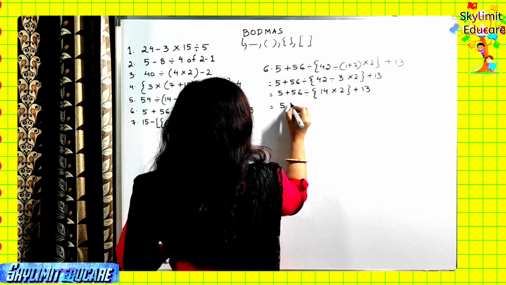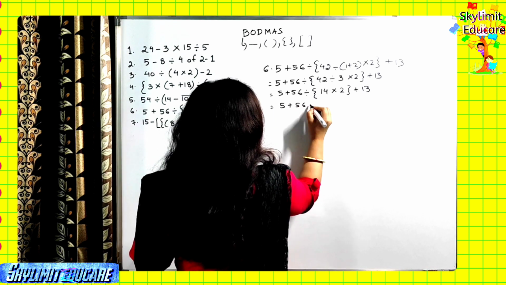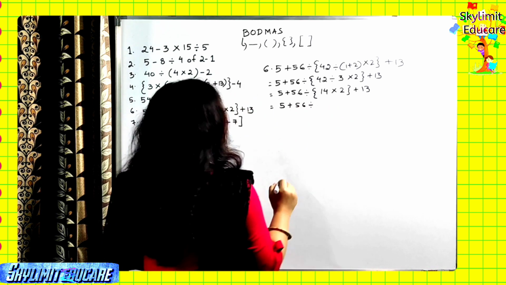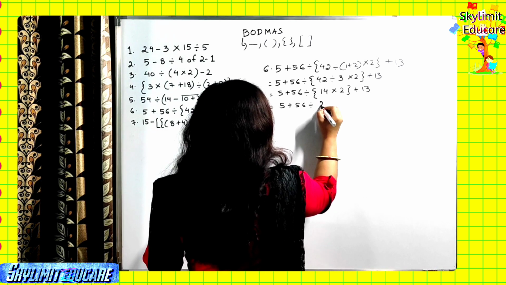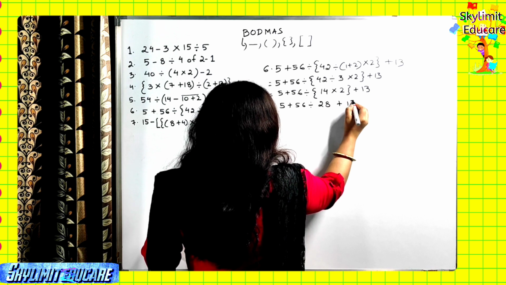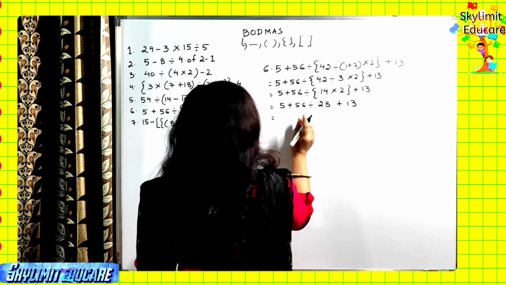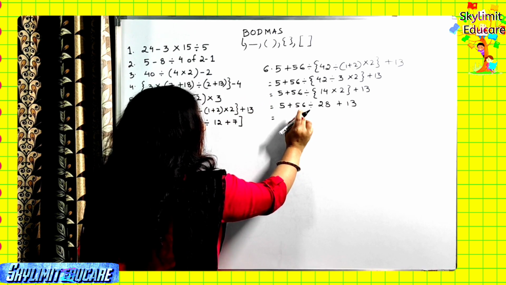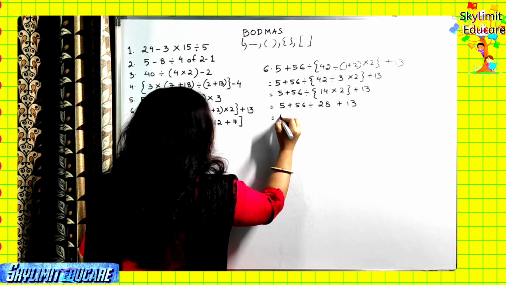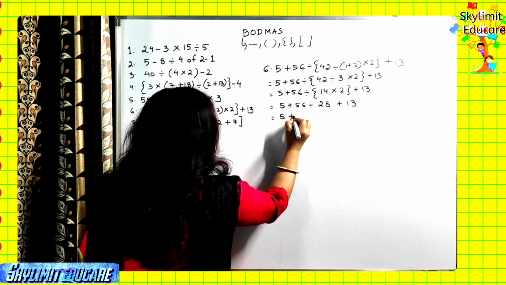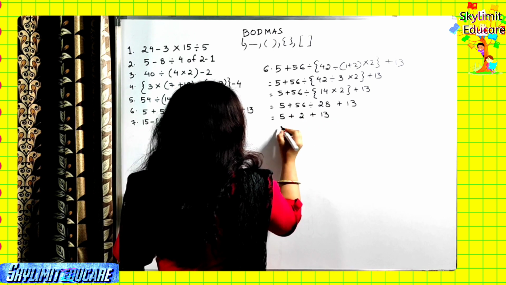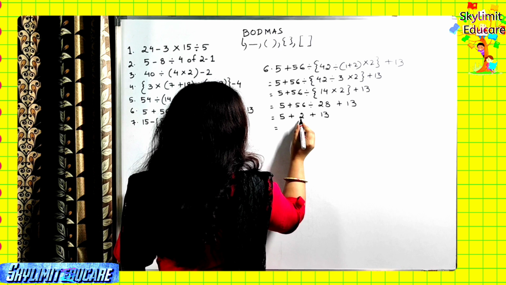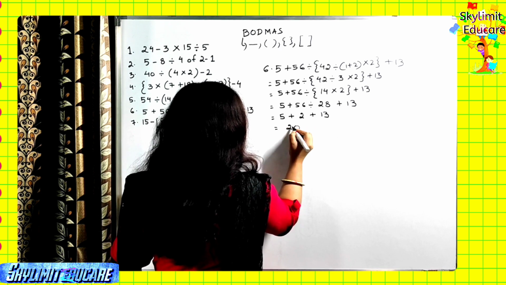So 5 plus 56 divided by, now inside the curly bracket let's solve the bracket first. So we have 14 2s are 28 plus 13, so that gives us, now we have division over here. So 56 divided by 28, so both are plus only. So 28 2s are 56, so 2 plus 13. So now easily you can add this, 5 plus 2 7 plus 13 is 20.